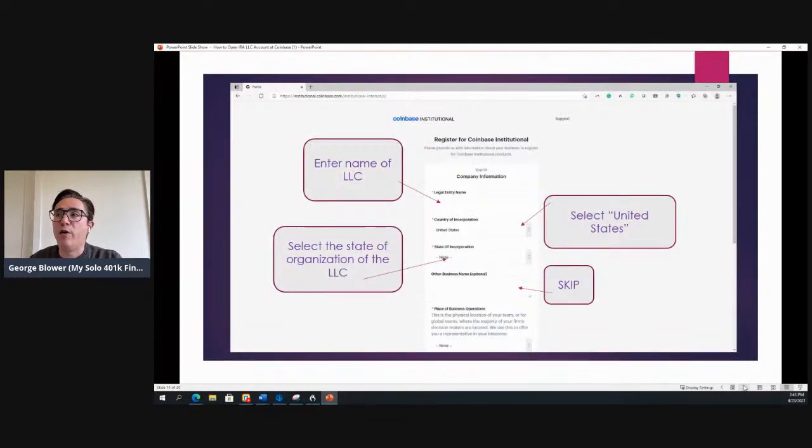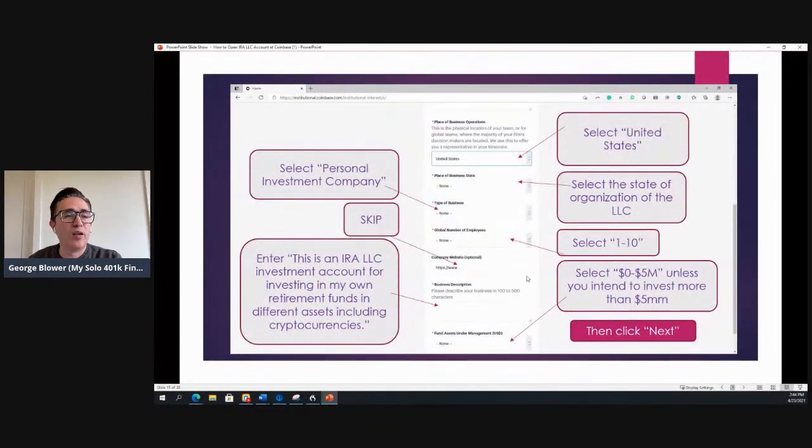Now let's go through the fields and fill them out for an IRA LLC. Our first field is asking about a legal entity name. Here you would enter the name of the LLC. Then it asks for the country of incorporation, and you would select the United States. For the state of incorporation, you would select the state of organization of the LLC. Other business name, you'll skip that. That would be like a DBA, and the concept of a DBA doesn't apply for an IRA LLC to invest your retirement money.